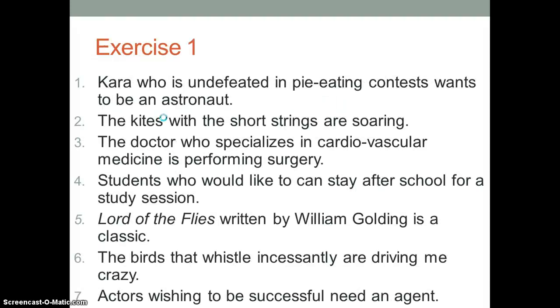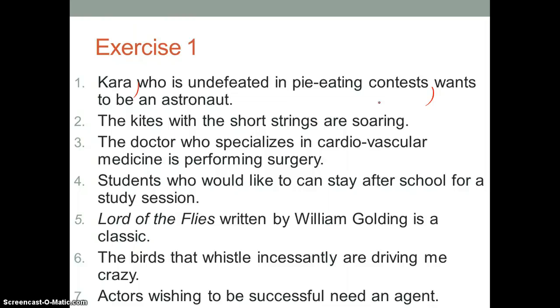Alright, let's see how you did. Kara, who is undefeated in pie eating contests, wants to be an astronaut. A very clear example of a non-essential clause. Kara, comma, who is undefeated in pie eating contests, comma, wants to be an astronaut. There's no relevance there. It's clearly non-essential, and so you need to use commas to interrupt it.